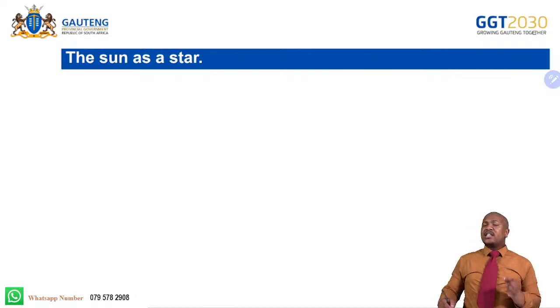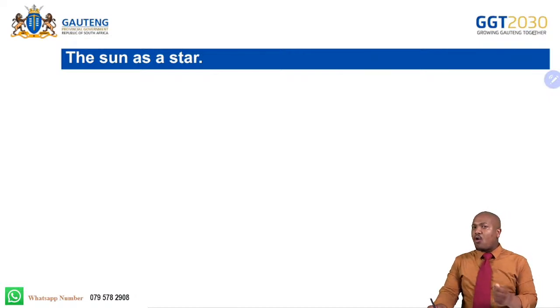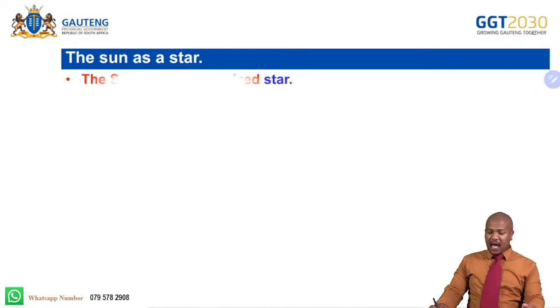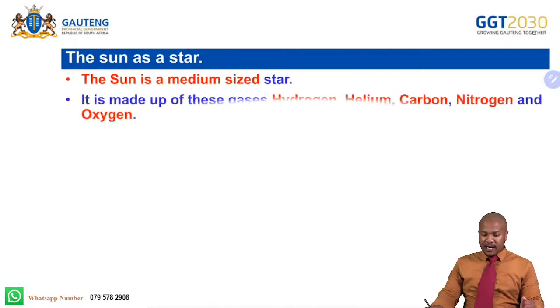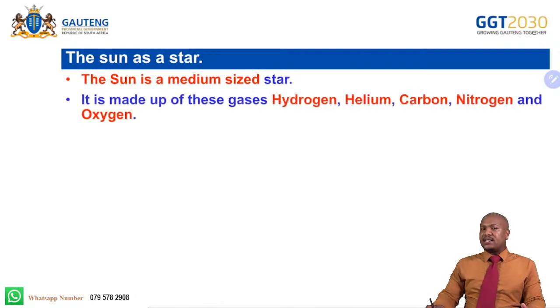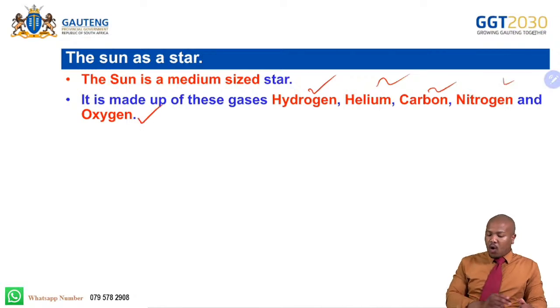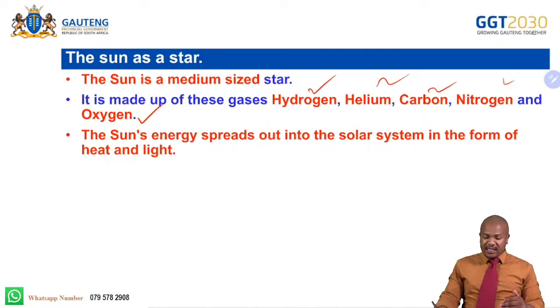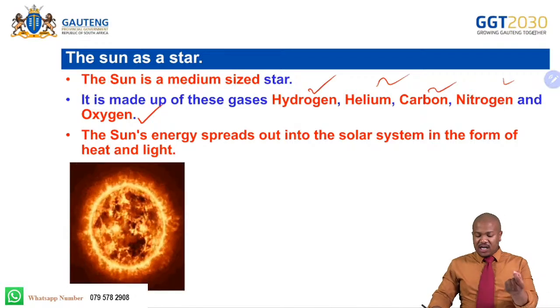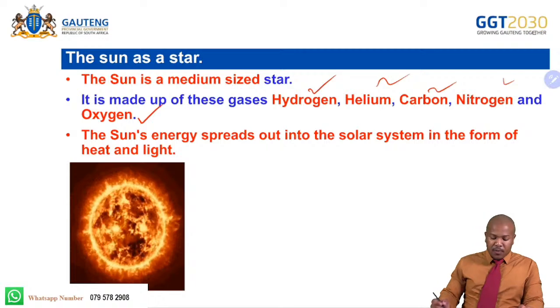Now, let's look at the sun as an example of a star. The sun is a medium-sized star. It is made up of hydrogen, helium, carbon, nitrogen, and oxygen. The sun's energy spreads out into the solar system in the form of heat and light, just as stars do. This is an example of a sun.